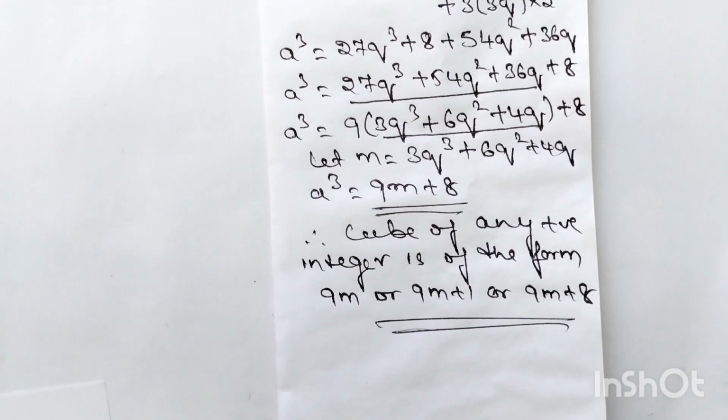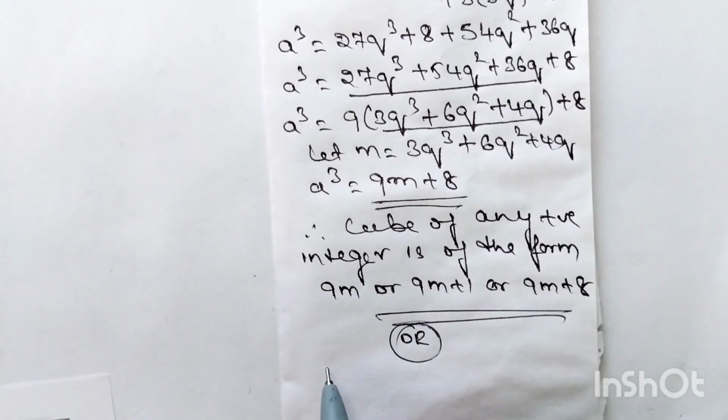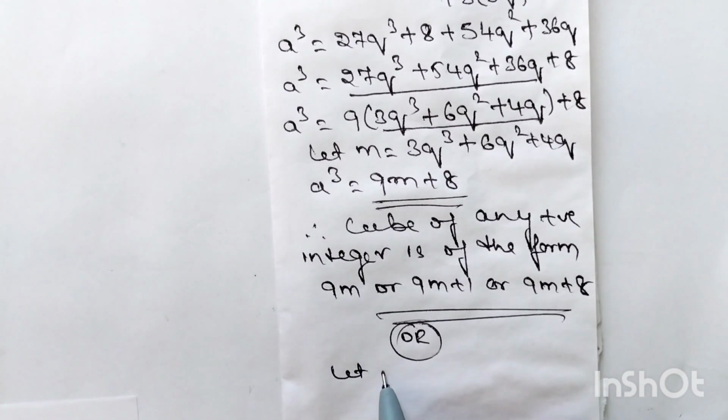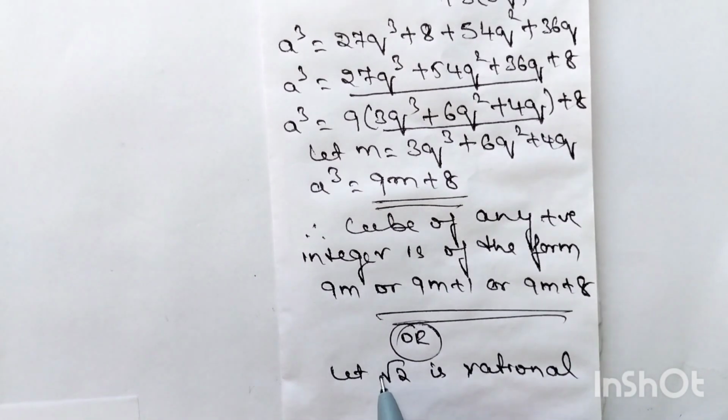Now let us go for the next question. That is the optional question, there is internal choice. We have to prove that root 2 is irrational. So for that, the first sentence is, let root 2 be rational. Let us assume.